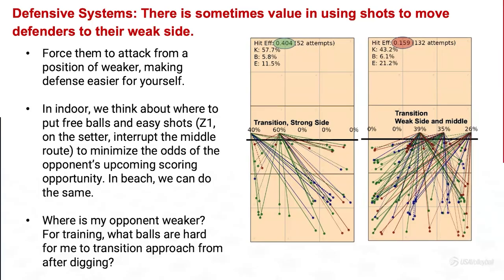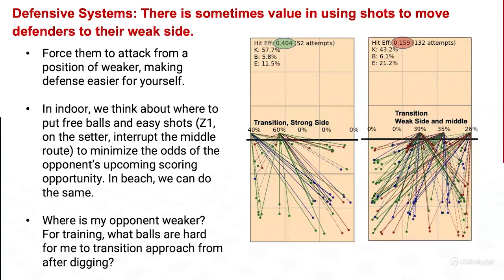Again, this is Laura Ludwig. She's a 5-time Olympian. On her strong side in transition, she's hitting 404. Again, a fantastic attack efficiency that's really hard to beat. When she hits in transition out of the middle or on her weak side, which is her left side, she hits 159. Her effectiveness is cut more than in half. And this is, again, a 5-time Olympian who's been training for, I believe, almost 20 years, if not more.